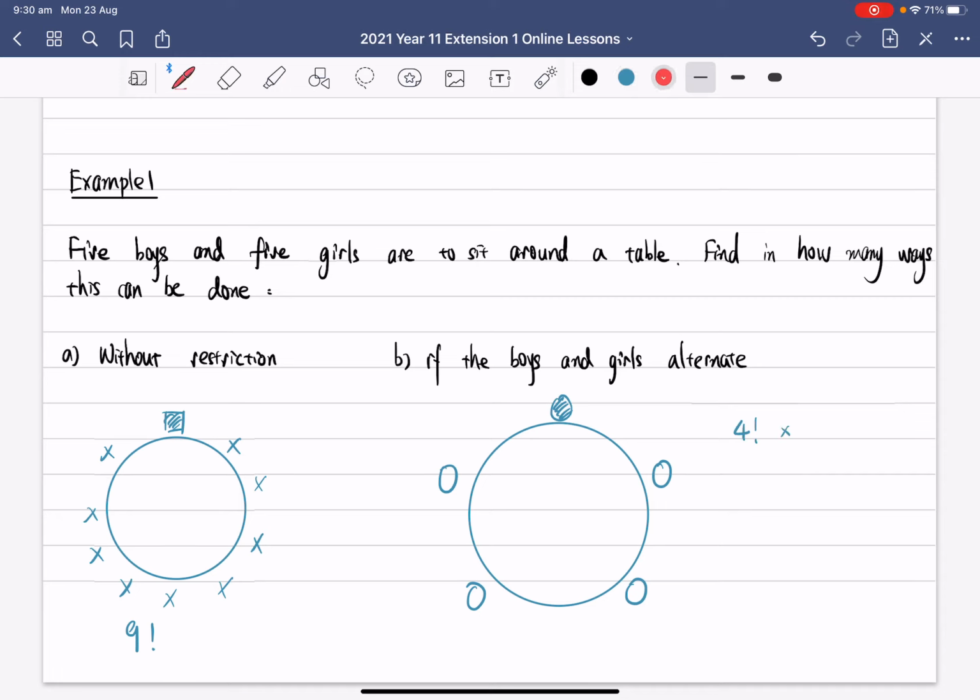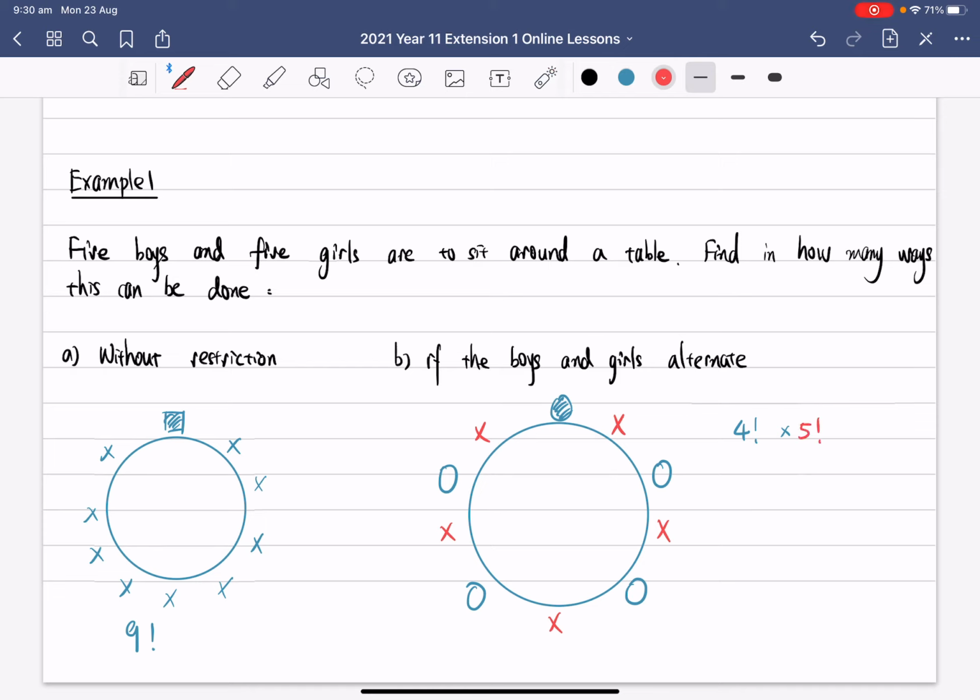Once we finish that, then we can put the girls in. So we can have 1, 2, 3, 4, 5. We've got 5 places to place the girls. Within those 5 places, the girls can be rearranged. Like this girl can be sitting here or can be sitting there. So there will be 5 places for the girls to sit in this position. 4 different girls can be sitting here. So that's 5, 4, 3, 2, 1. Therefore we times by 5 factorial.